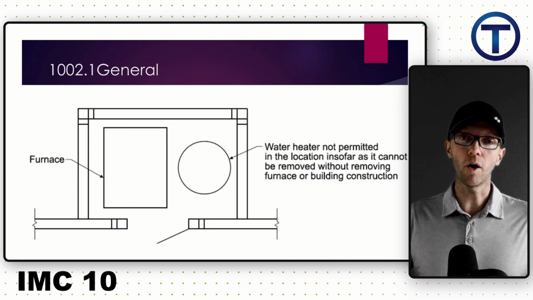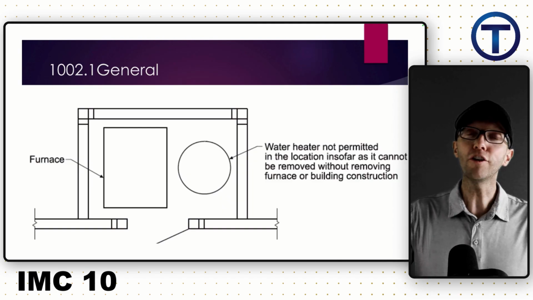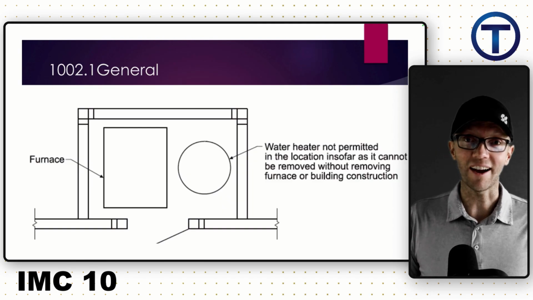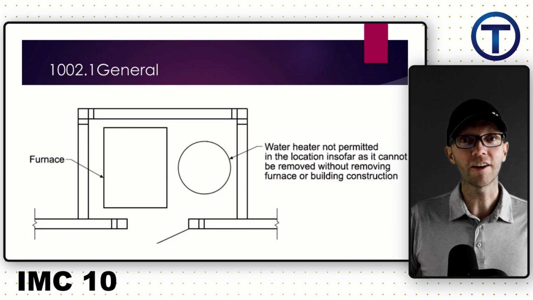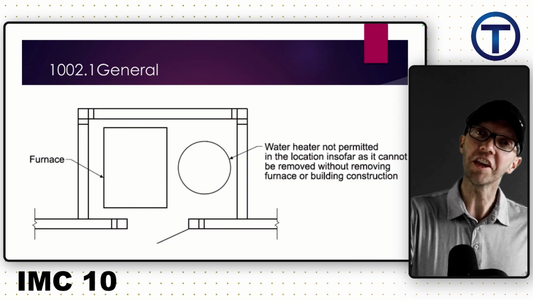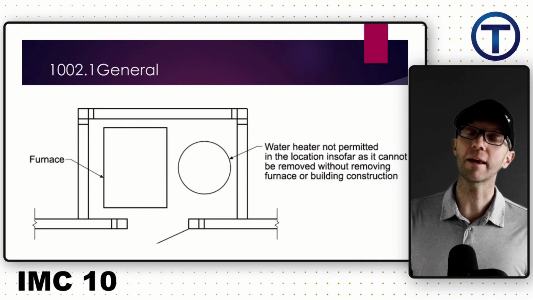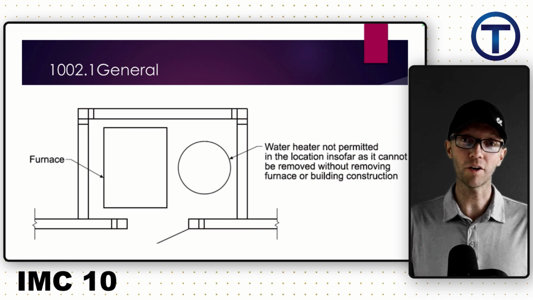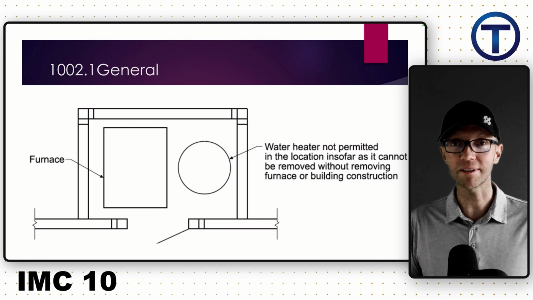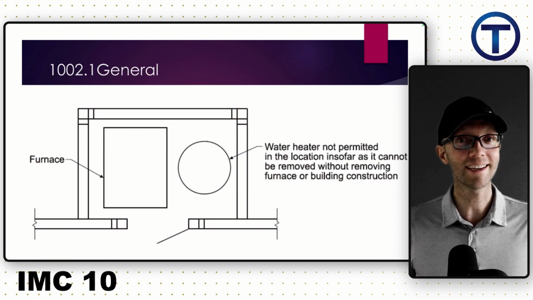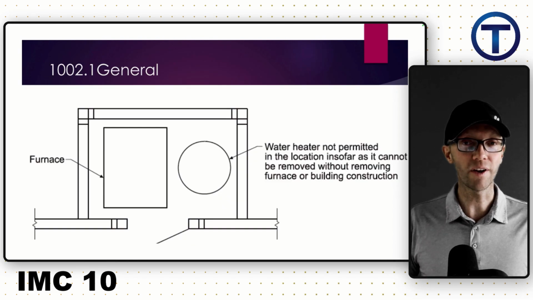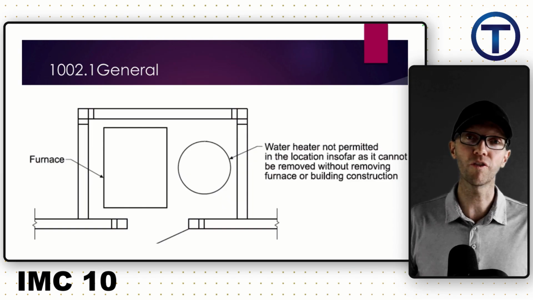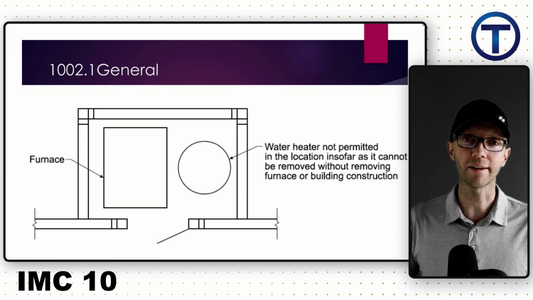Here's an example that's all too common. The door to this mechanical closet is big enough to get the water heater in and out, until you put a furnace in the same closet with it, and once they're in there together and all hooked up to ductwork and pipes, you can't get it out anymore. It's very difficult without removing structure of the building, walls, doors, whatever else, right?